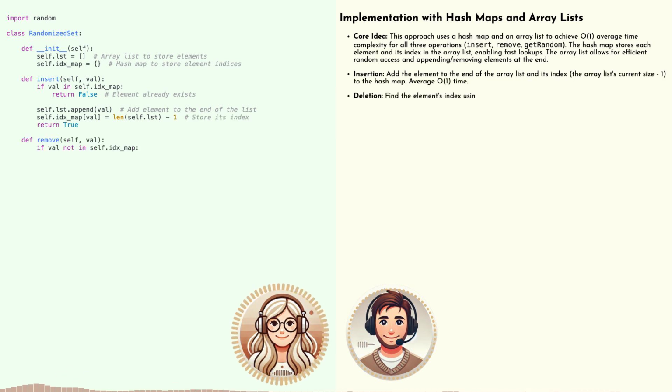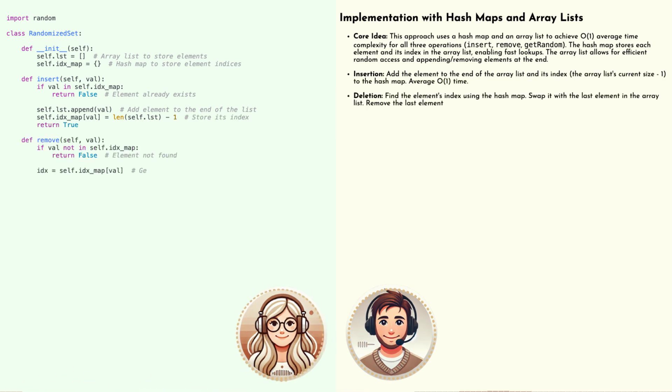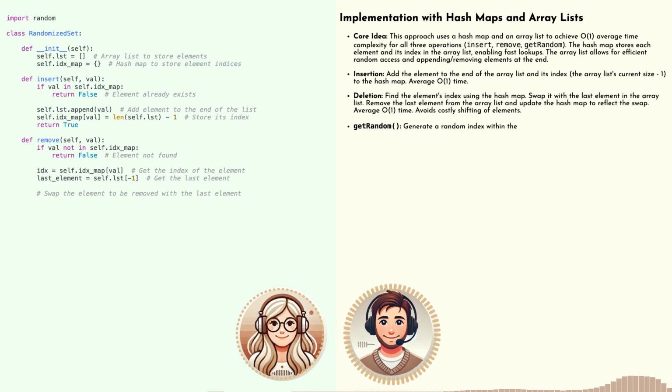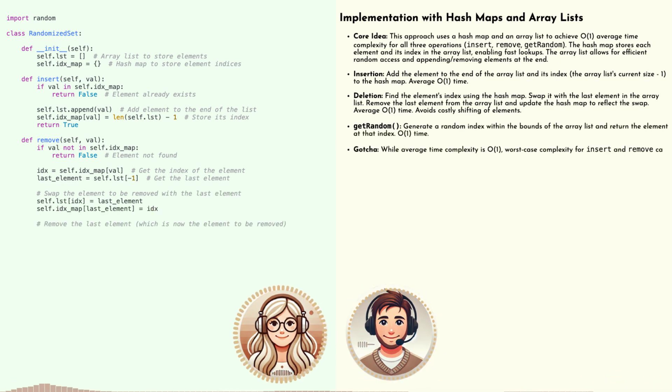But if it's a brand new element like 5, then we need to add it to both the hash map and the array list. Okay, and we're adding it to the array list because that gives us that nice sequential order that we can use for random selection. Exactly. We'll just stick it at the end of the array list, nice and easy.